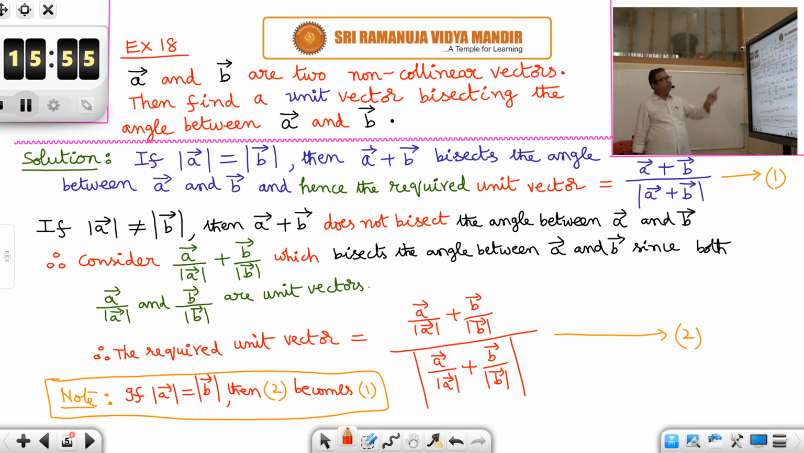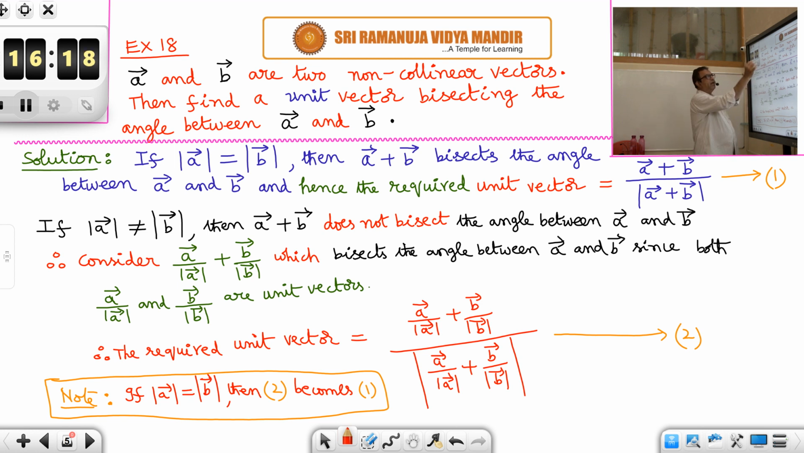Example 18 is also the same type. A bar and B bar are two non-collinear vectors. Then find a unit vector bisecting the angle between A bar and B bar. So this question is general. A bar is not given in terms of i, j, k, B bar is also not given in terms of i, j, k. How do you find it? So two cases.